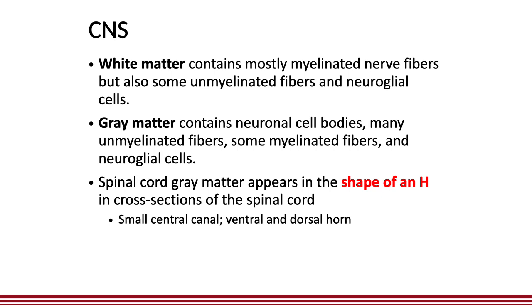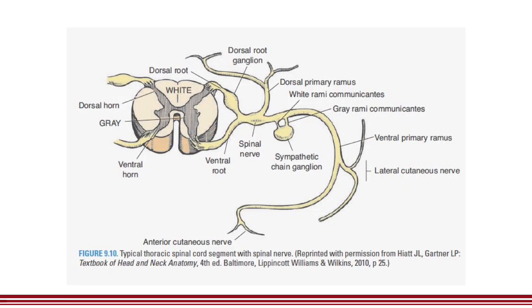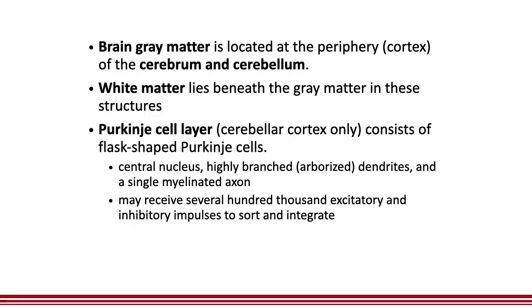In general, the more complex the brain function, the more gray matter is required. However, white matter is required in areas of the brain which are necessary for efficient and rapid communication. Okay? So this is a picture of the spinal cord and the peripheral nervous system. The brain gray matter is located at the cortex or the periphery of the cerebrum and the cerebellum. The white matter is located underneath. Okay?